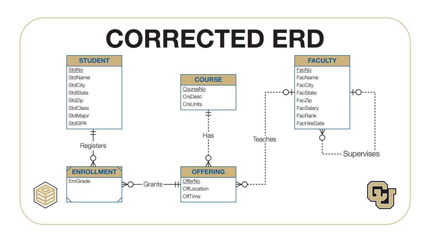A violation of the identification dependency cardinality rule can be resolved by changing the weak entity type's cardinality to 1,1. Typically, the cardinality of the identifying relationship is reversed. In this ERD, the cardinality of the registrar's relationship should be reversed, that is 1,1 near student and 0,many near enrollment.